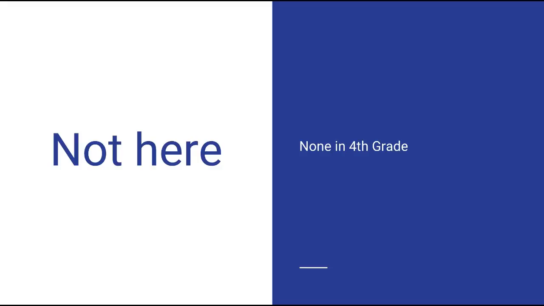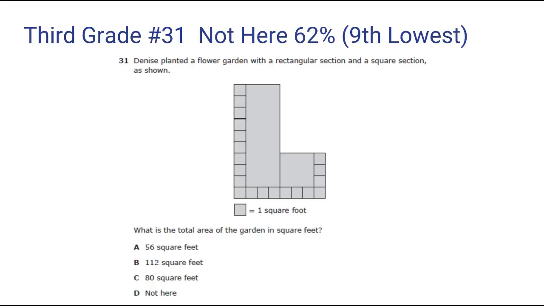Not here. There weren't any "not here" items in 4th grade. He's saying a double negative, but yes, we didn't have any in 4th grade, but I wanted you to see that we did have one in 3rd and one in 5th. So it is very possible you'll have a "not here" item as an answer choice in 4th next year.